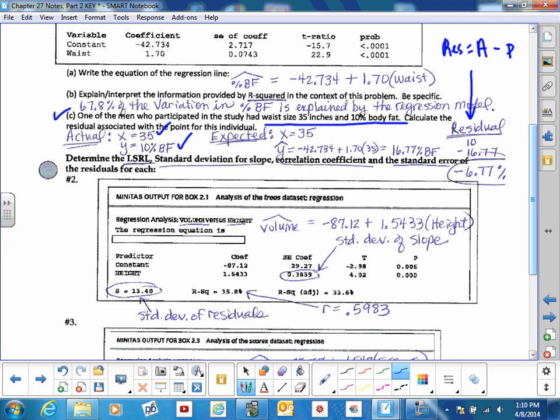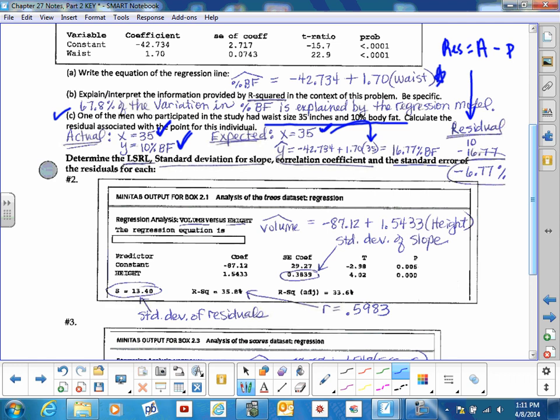Well, I've got the actual information. It gave me the actual information in the problem. What I don't have is the predicted information. And I need the predicted value at that same X spot. So how do I get what's predicted at an X value of 35? Plug 35 into the prediction equation.